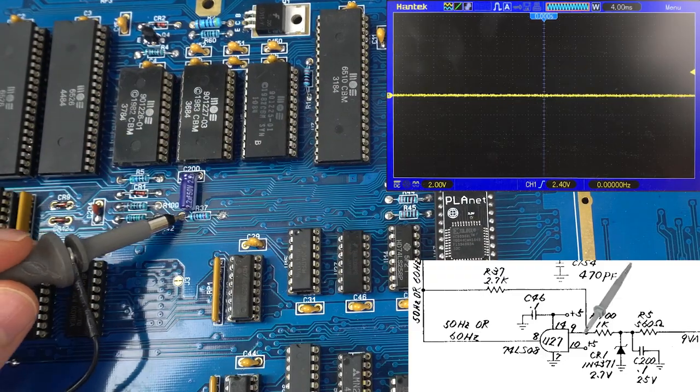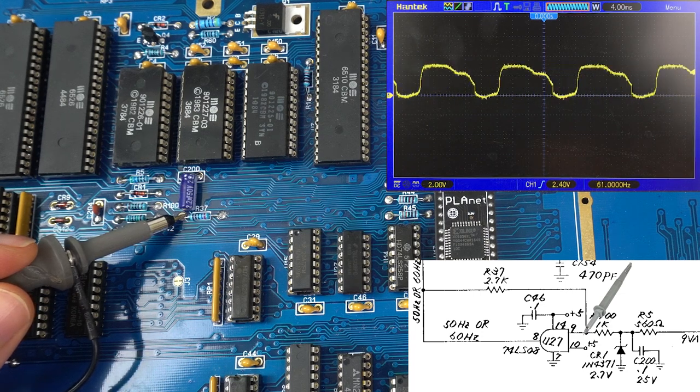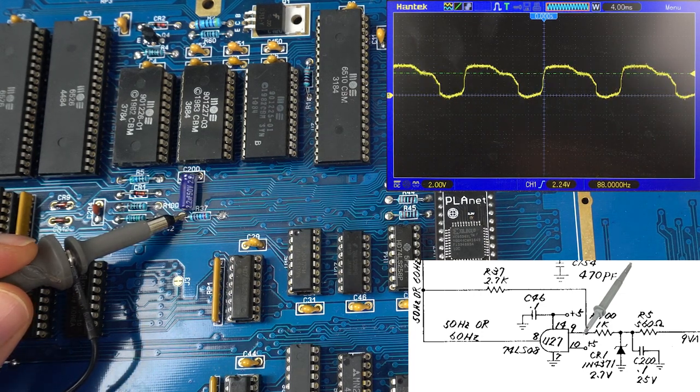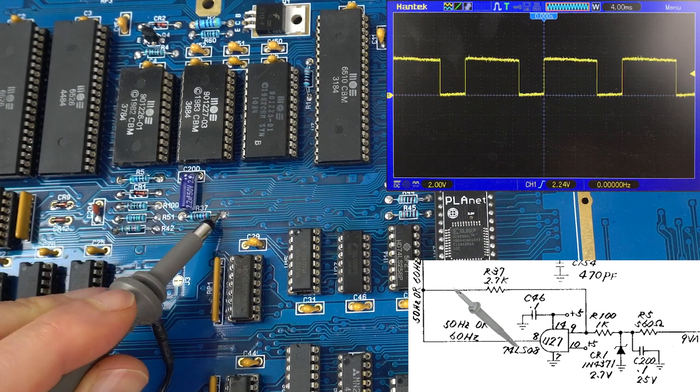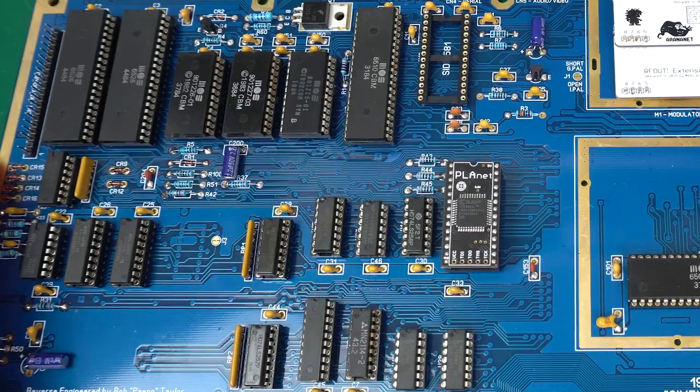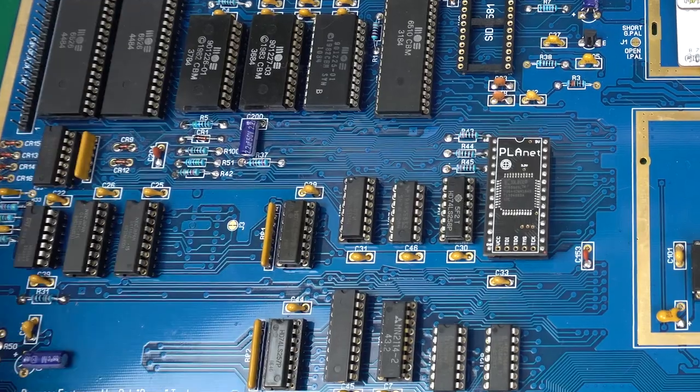Okay, so this is before going into the AND gate, and this is coming out of the AND gate. So that is working correctly. This chip is working perfectly fine. So the board is working fine, but not with the original chip.